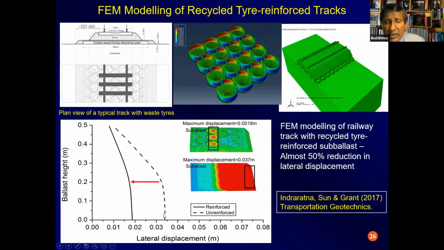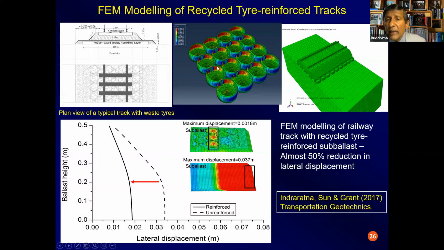And as you can see, when you have the confining capping layer with these rubber tires, the lateral movement of the railway track can be dramatically curtailed to about half the original value. So in this particular case, if you had a conventional railway track, then the lateral displacement maximum just underneath the ballast would have been about 35 millimeters on top of the subgrade.